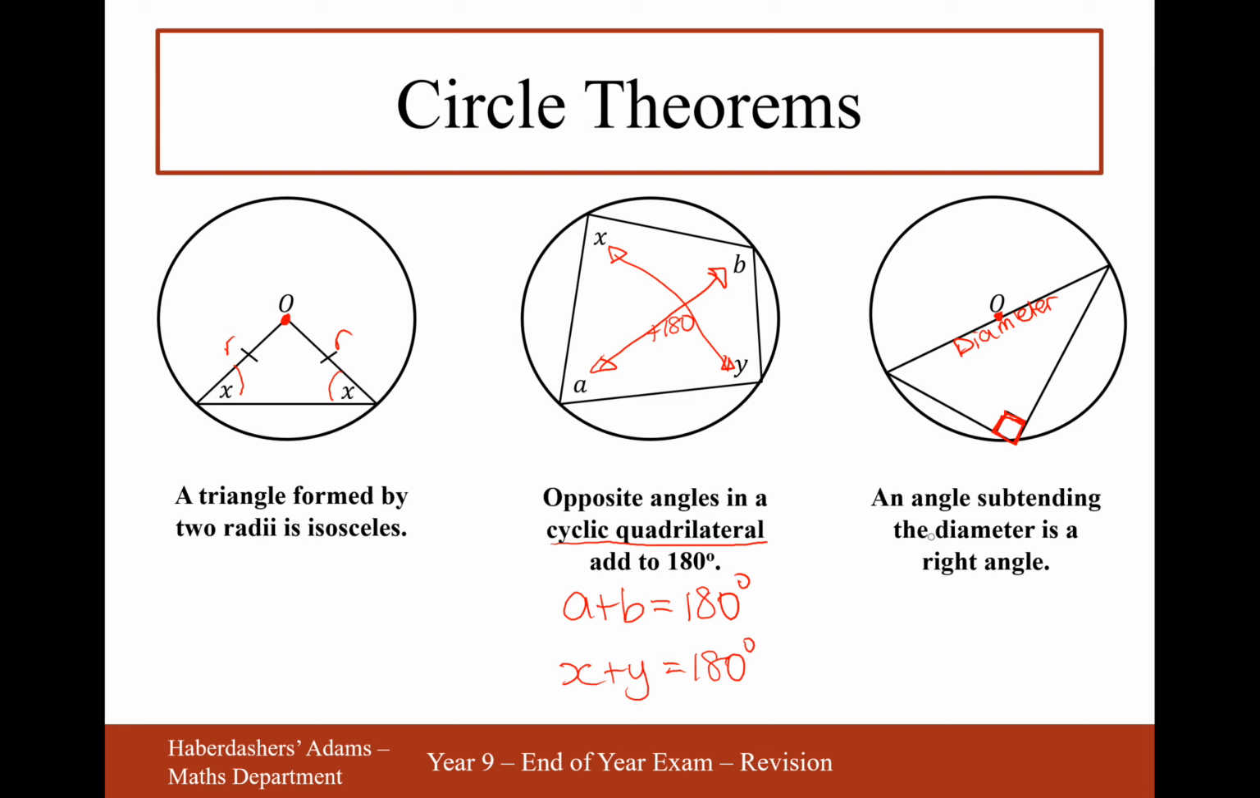The way that I like to phrase this circle theorem is an angle subtending the diameter is a right angle. So what I mean by subtending is that take either side of the diameter, make yourself an angle with that onto the circumference, and that angle there will be a right angle. So it's coming off of either side of the diameter.